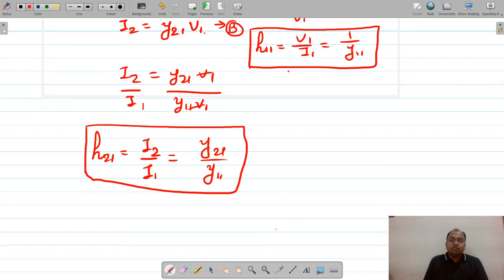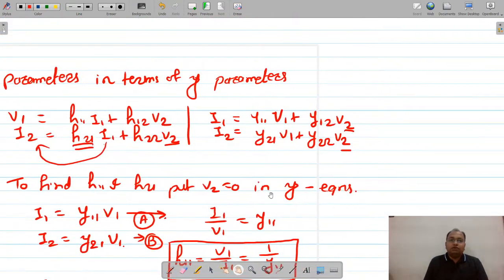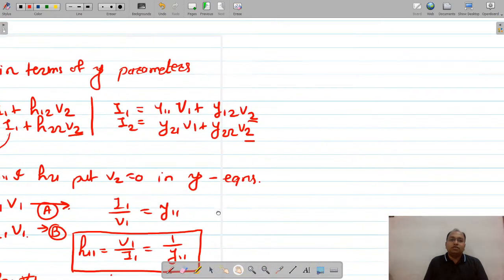Fine. Now what to do? In order to find these two parameters, we need to put i1 equal to 0. So wherever there is i1, you just put it as 0. So let us do this.